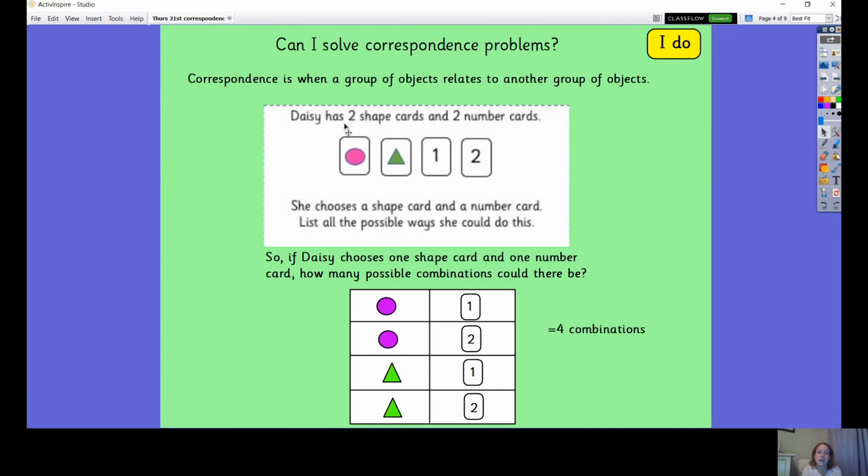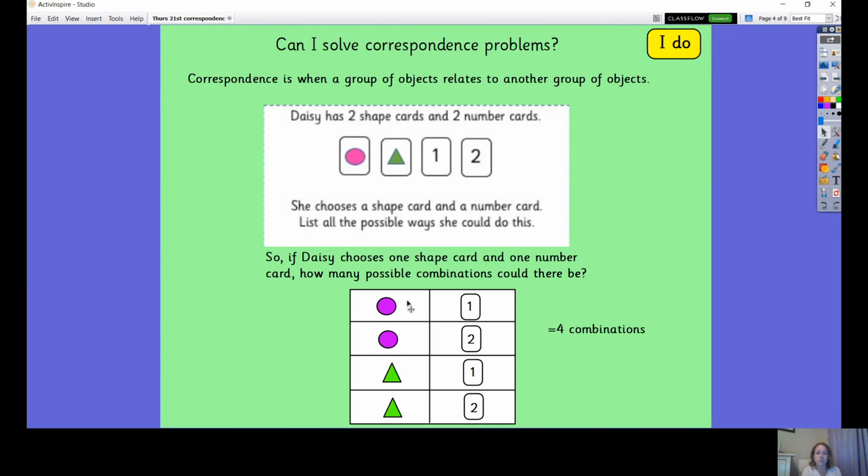So Daisy has 2 shape cards, so she's got a circle one and a triangle one, and 2 number cards, so she has a number 1 and a number 2. She chooses a shape card and a number card. List all the possible ways that she could do this. So she chooses 1 shape card, one of those, and 1 of the number cards.